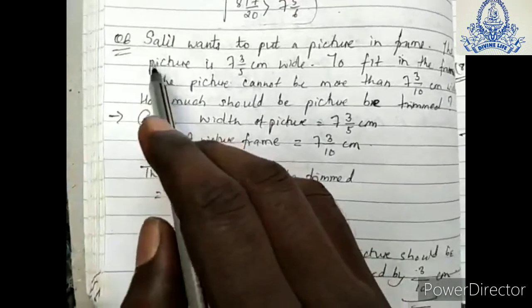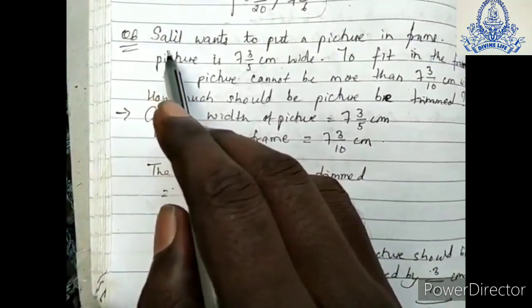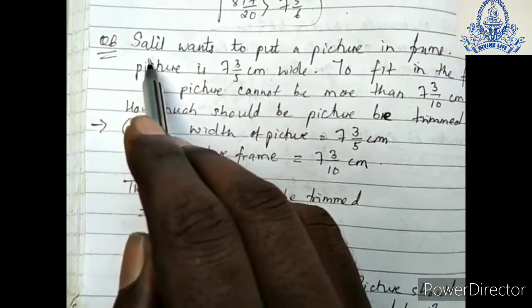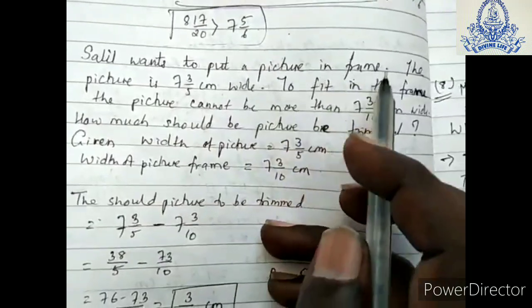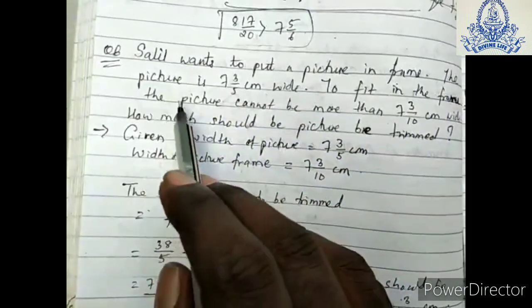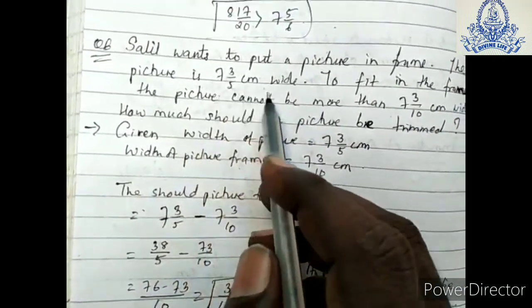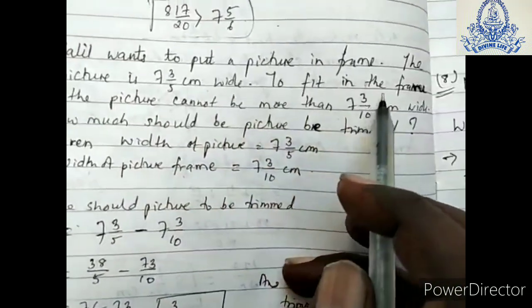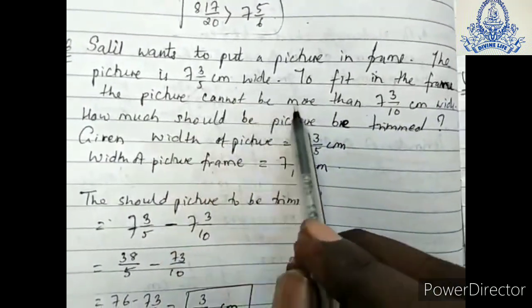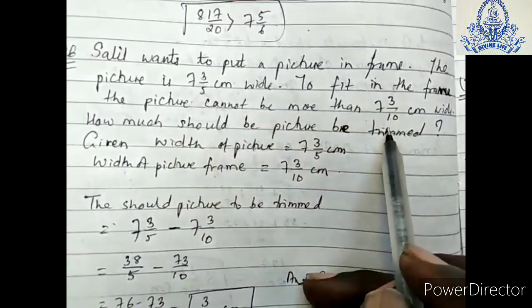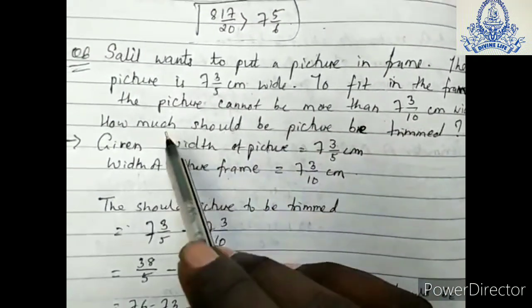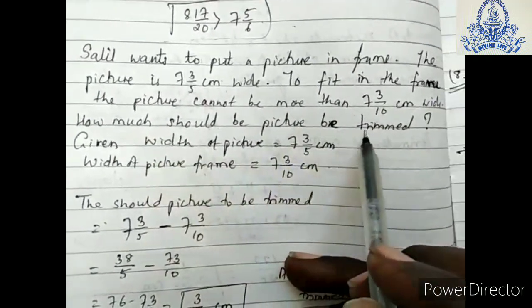Next question is question number 6. Students, see carefully. Salil wants to put a picture in a frame. The picture is 7.3 by 5 centimeter wide. To fit in the frame, the picture cannot be more than 7.3 by 10 centimeter width. How much should the picture be trimmed?